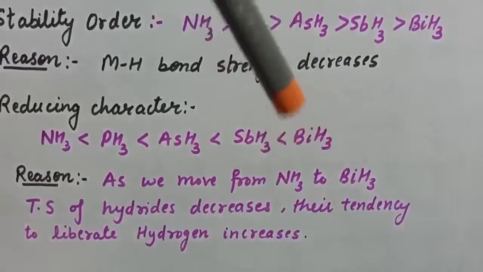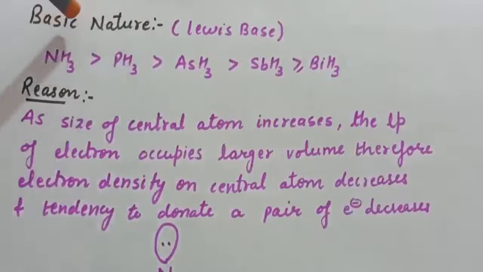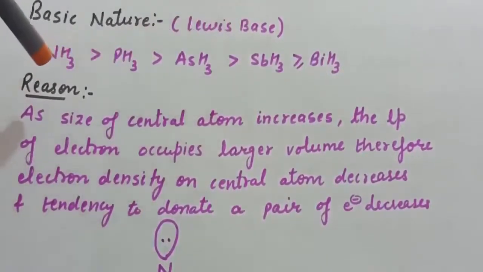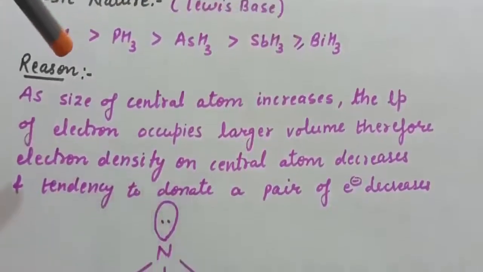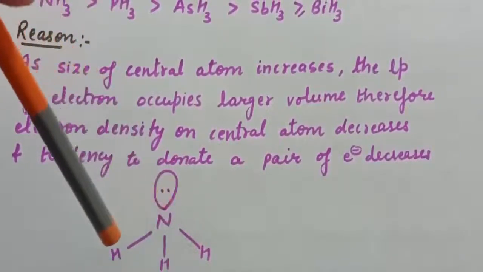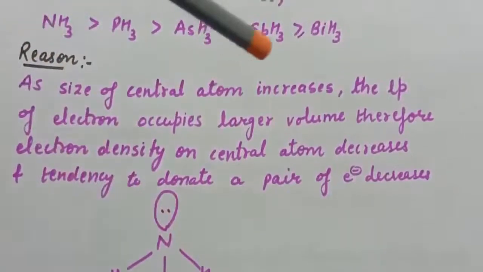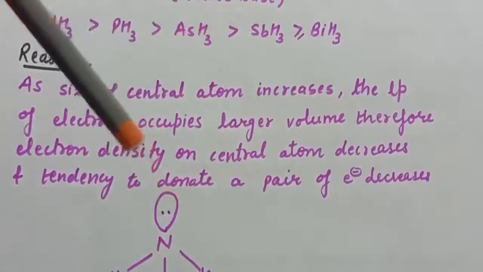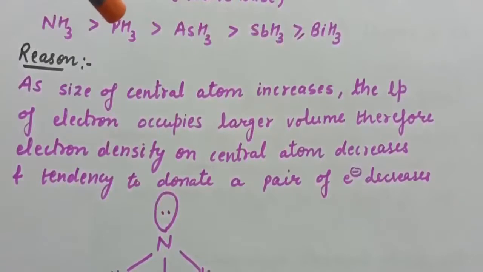Next property is basic nature. All these hydrides behave as Lewis bases, and the basic strength decreases when we move from nitrogen to bismuth. The reason is, this is the structure of the hydrides, and this is the structure of ammonia, NH3. When we move from nitrogen to bismuth, the atomic size of the central atom increases, and in all these hydrides we have one lone pair of electrons on the central atom.